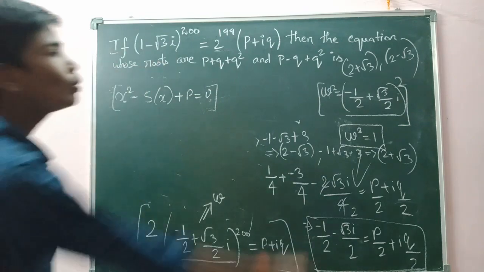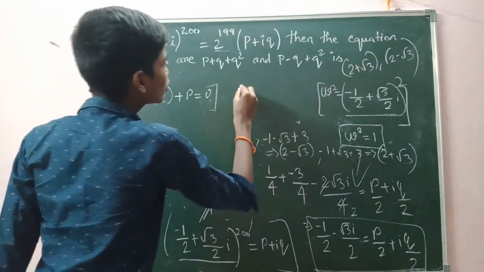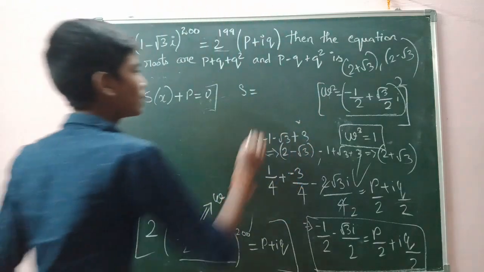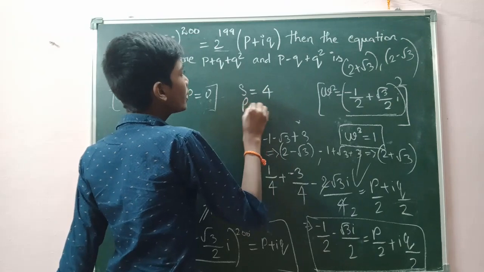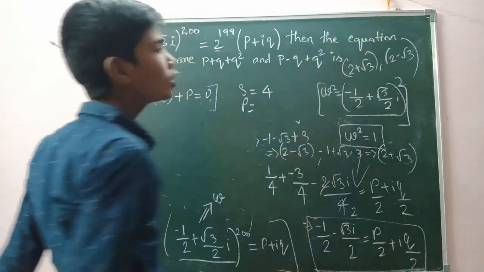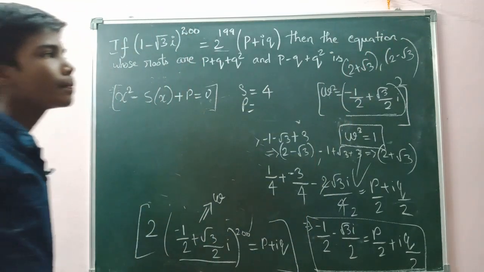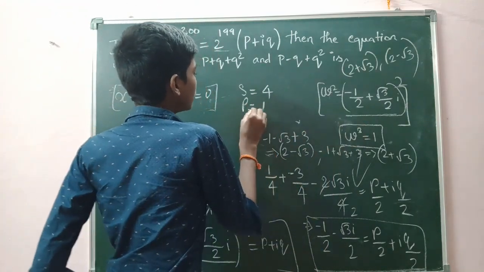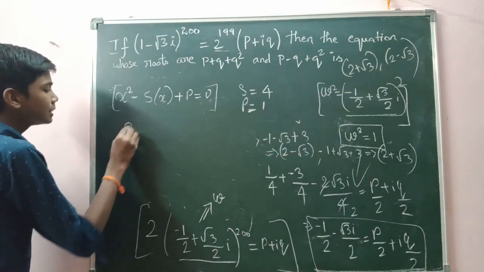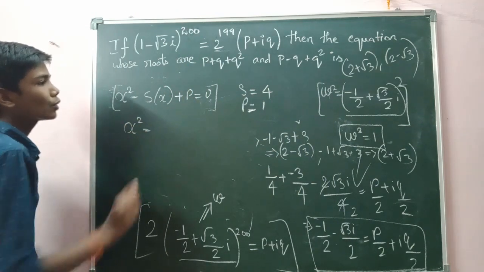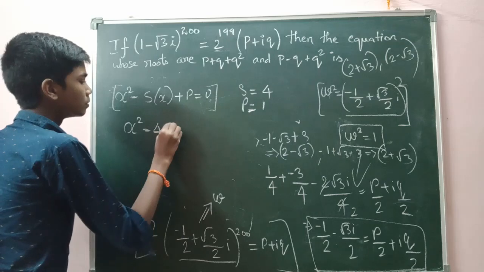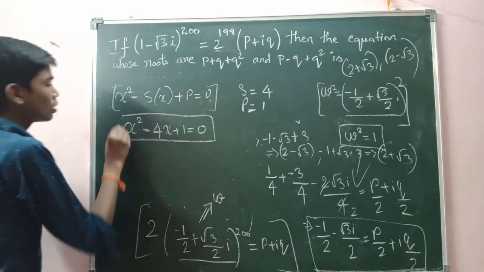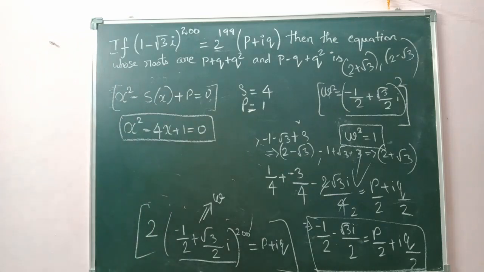And now your roots are 2 plus root 3 and 2 minus root 3. Therefore your sum of the roots will be 2 plus root 3 plus 2 minus root 3. That will be nothing but 4. And your product of roots will be 2 plus root 3 into 2 minus root 3. Use your a plus b into a minus b identity, that is a square minus b square. So 4 minus 3 will be 1. And now just apply these things in the equation. Therefore it is x square minus 4x plus 1 is equal to 0, and this is the equation or the answer for this question.